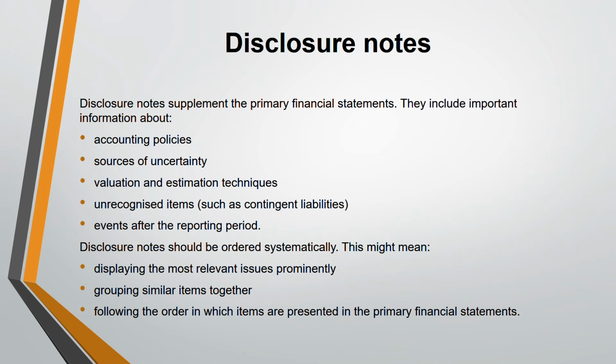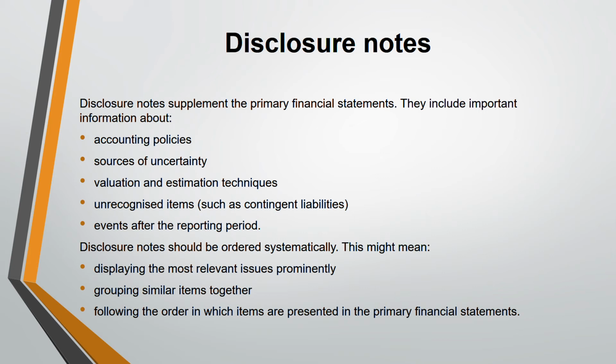Following the order in which items are presented in the primary financial statements. How do you start your profit and loss account? You start with sales. So anything relating to sales will be disclosed first under your disclosure notes. In your statement of financial position, you start with non-current assets, land, property, plant, and equipment. So in your disclosure notes also, you will be starting in that order only.